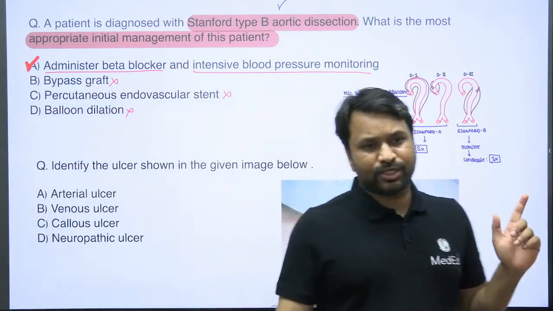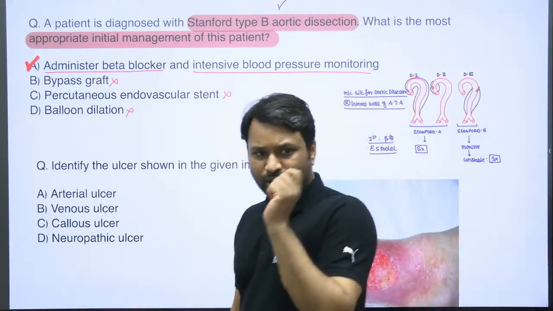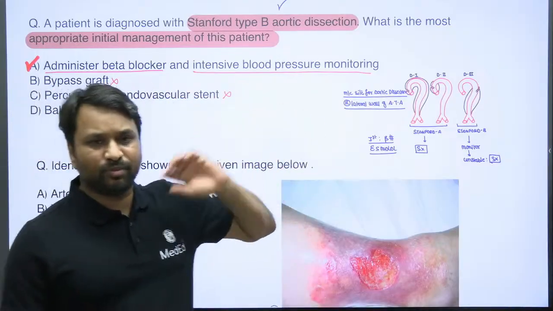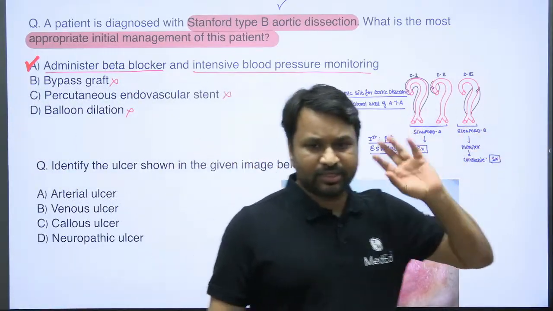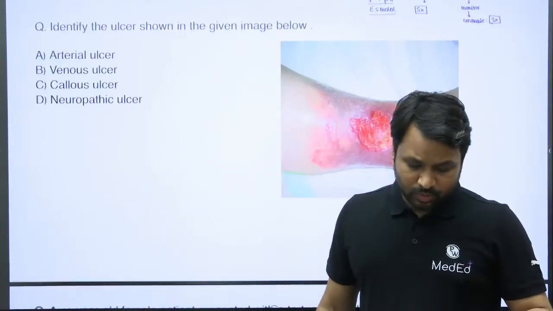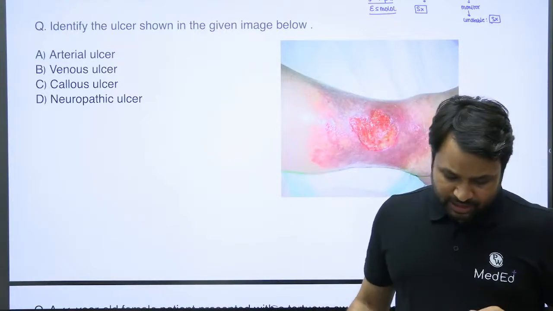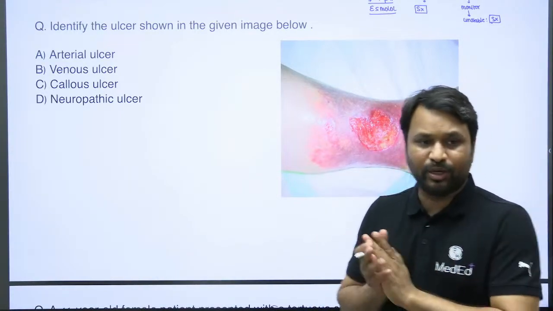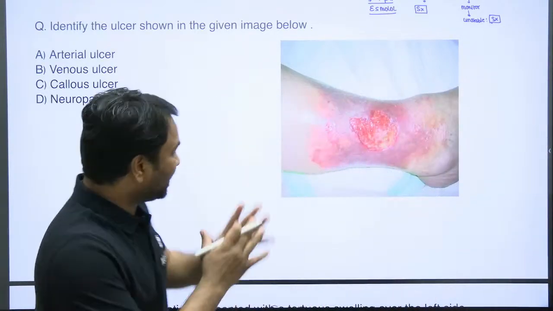Now this was the question that was asked in NEET PG, and I hope everybody will be able to answer these. I'm going in a systematic manner. Until this point, everybody is clear. Now you have the last one. Identify the ulcer shown in the image given below. Now, they've asked this multiple times.